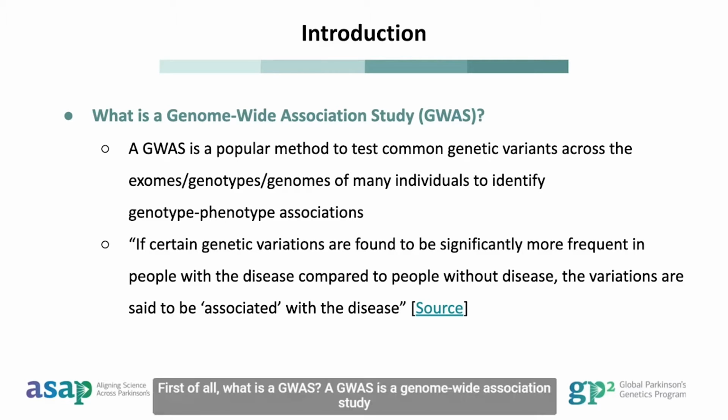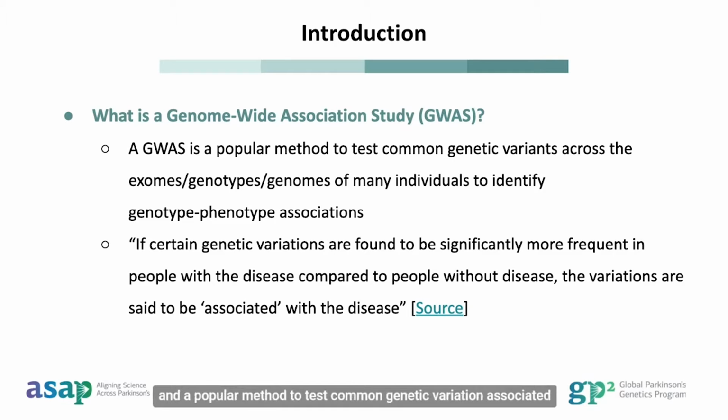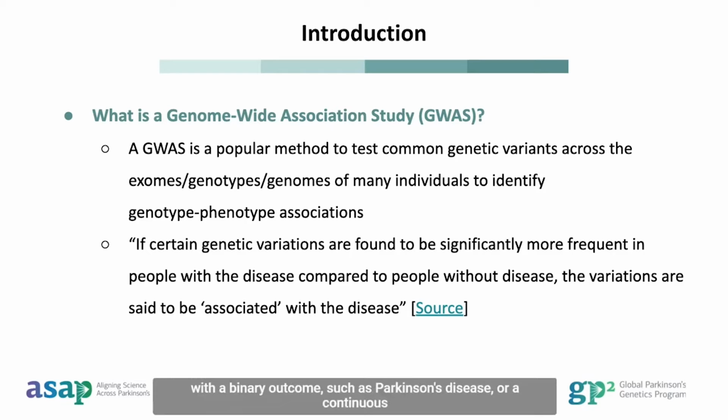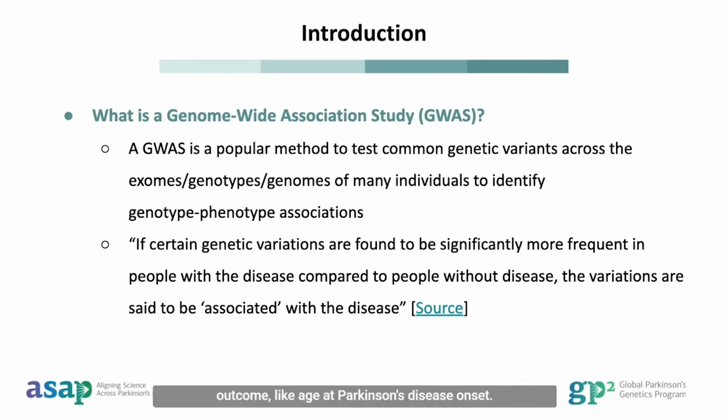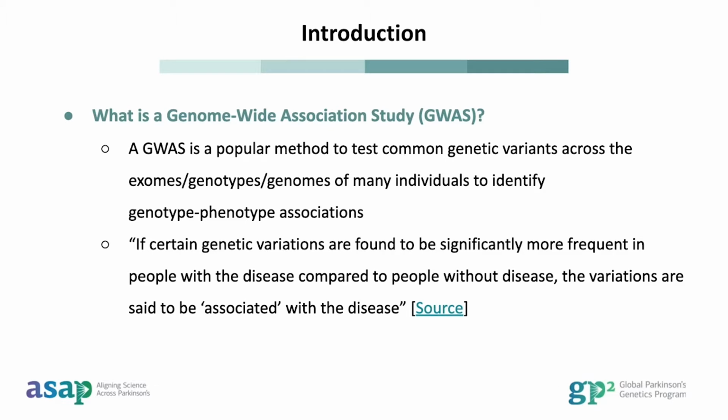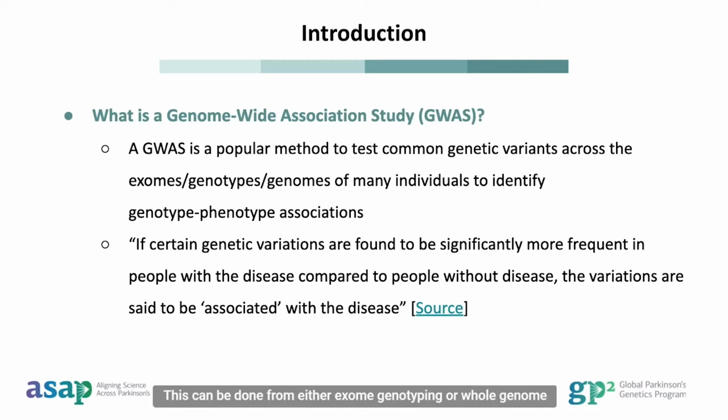First of all, what is a GWAS? A GWAS is a genome-wide association study and a popular method to test common genetic variation associated with a binary outcome such as Parkinson's disease, or a continuous outcome like age at Parkinson's disease onset. This can be done from either exome, genotyping, or whole genome sequencing data, but typically covers all 22 chromosomes. If the variant is significantly found in more cases, meaning patients with Parkinson's disease, versus controls, those variations are said to be associated with Parkinson's disease.